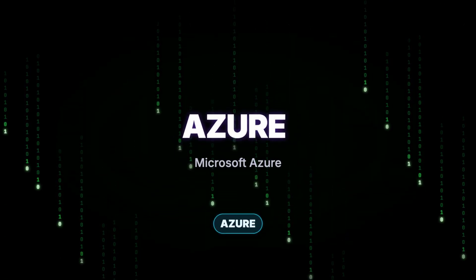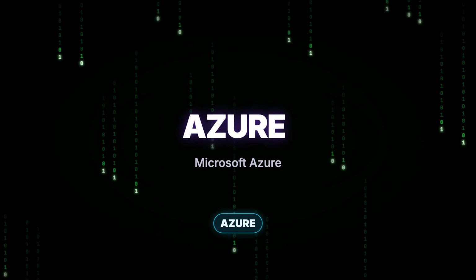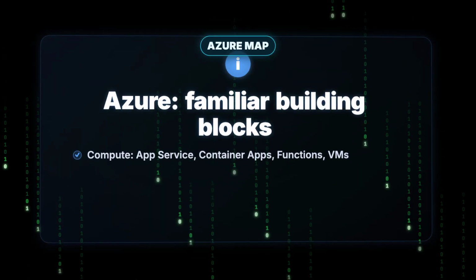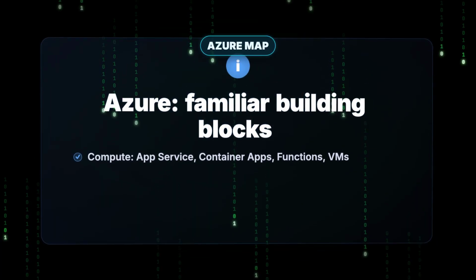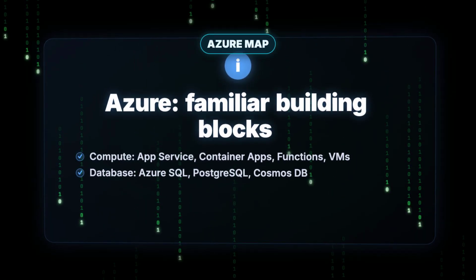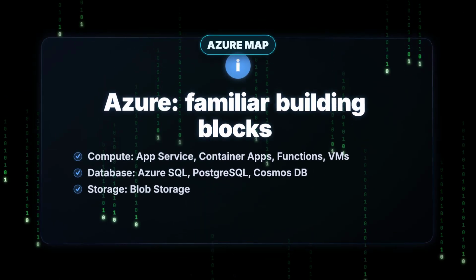Azure follows the same pattern, with services that integrate closely with Microsoft Identity and enterprise tooling. In Azure, App Service is a common managed web app platform. Container Apps runs containers with less infrastructure management. Azure Functions handles event-driven code, and virtual machines provide full server control.